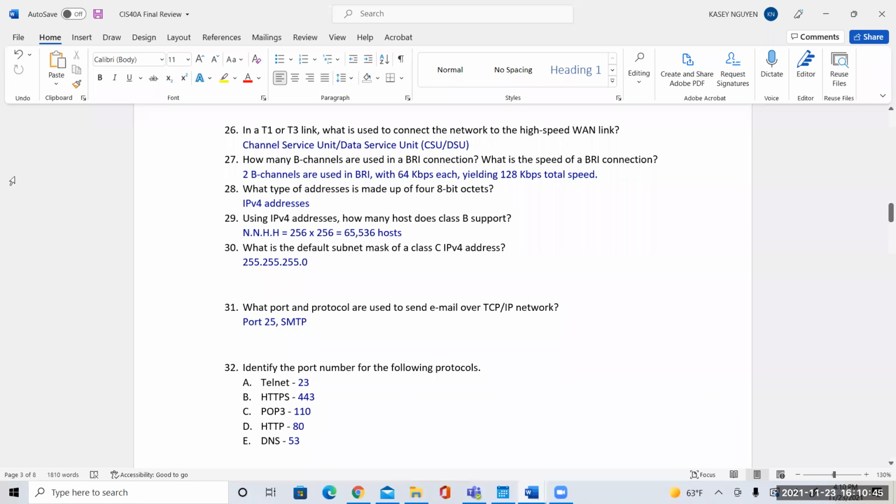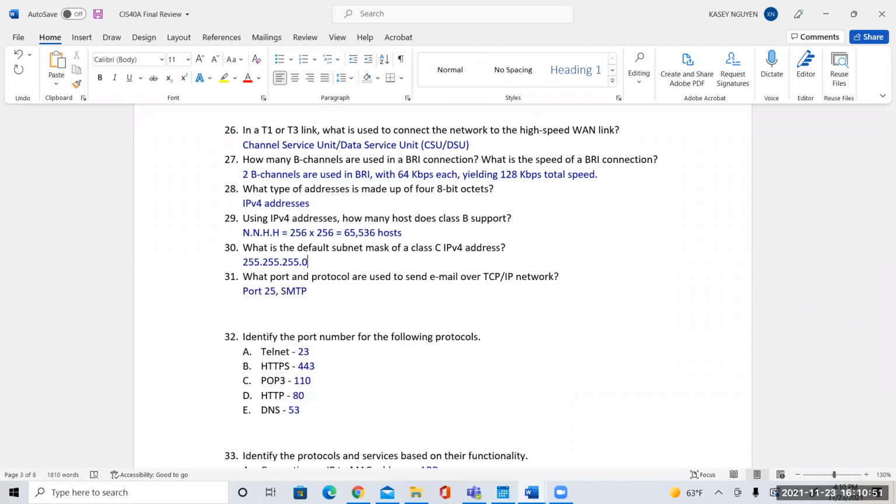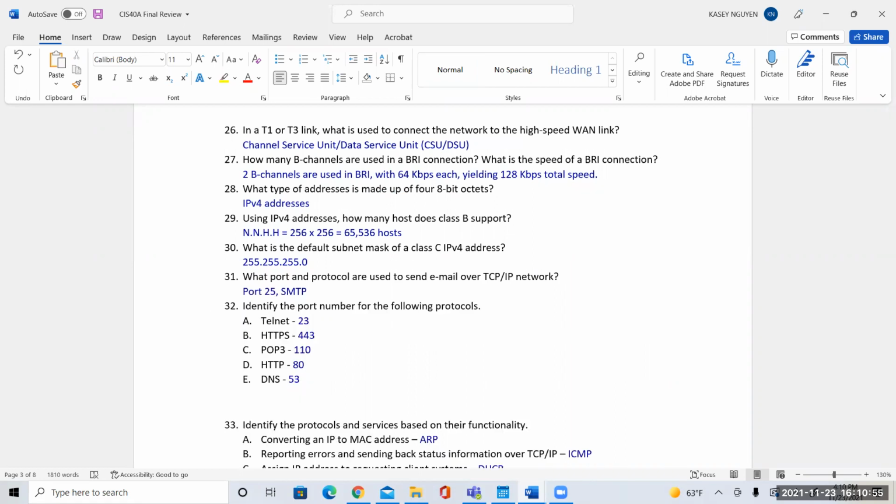Okay, so each of the 8 bits represents 256. That's what I'm trying to show you. The default subnet mask for a class C IPv4 address is 255.255.255.0. Make sure we know the default subnet mask for the classes.